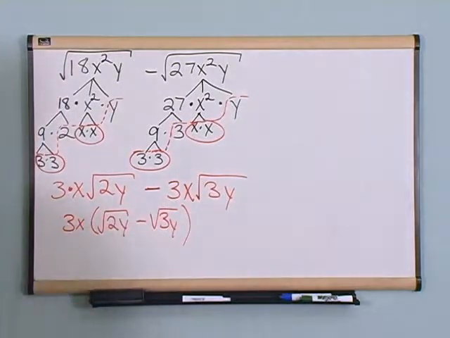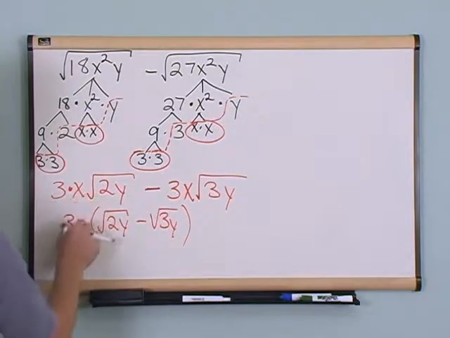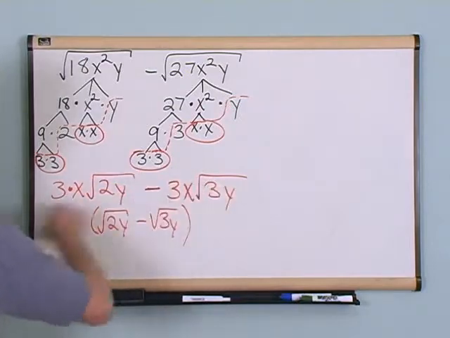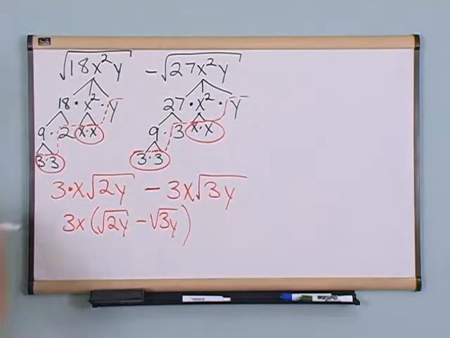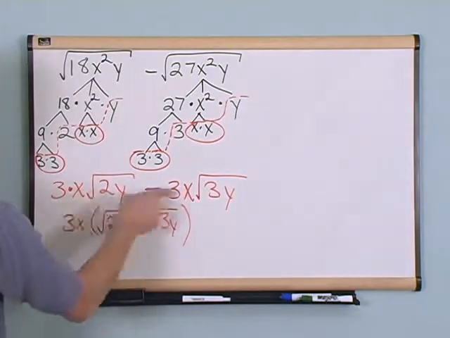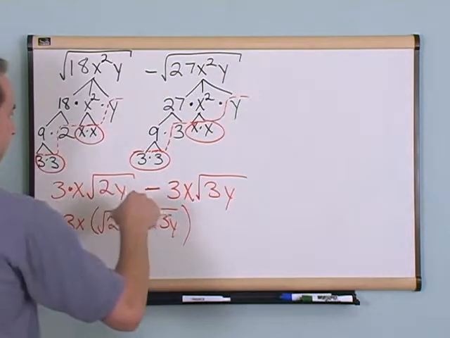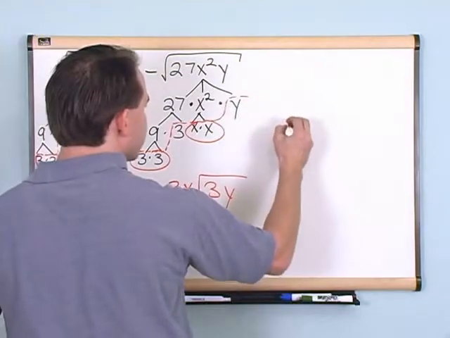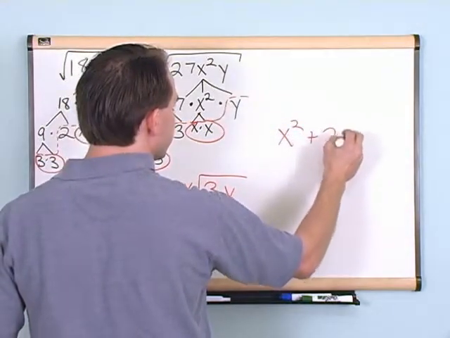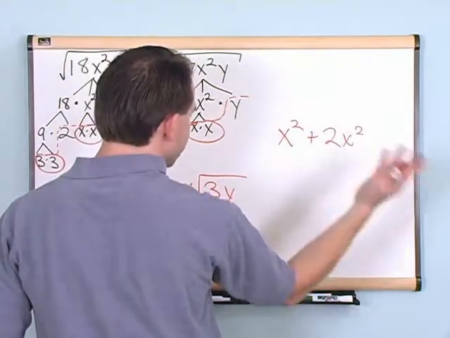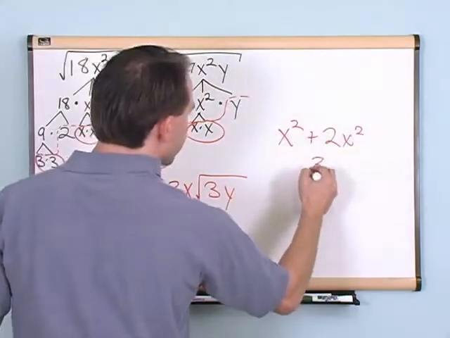You could do that and factor out 3x, because if you think about it, if you distribute this back in, 3x times square root of 2y gives you this. 3x times this quantity here gives you this. That's where you started from. But you can't really just add these terms together because you've got this common. But in the other case, when you have x squared plus 2x squared, well, this is common, so I add the coefficients. So I can add 1 plus 2 and get 3, and it becomes 3x squared.